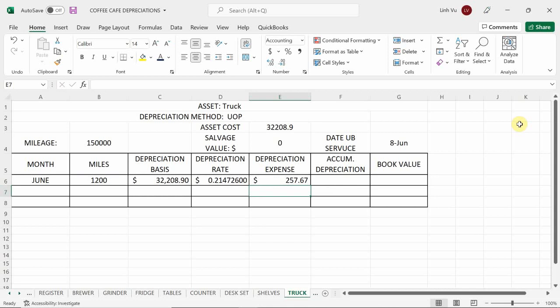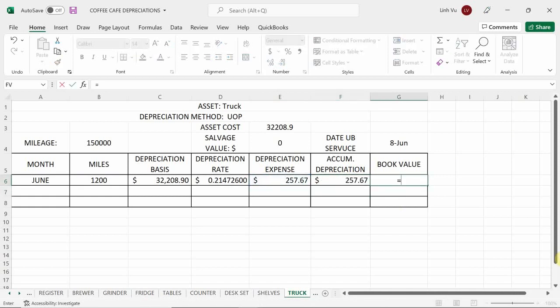Okay? Now, for units of production, is it time sensitive? Okay? In this case, no, because it's not basing it on time or its life. It's basing it off of how many units it can produce. So in this case, there's a capacity of 150,000 miles. I've only driven 1,200. And if the cost per mile is going to be 21 cents, then the total cost of depreciation expense that I'm going to be writing off for this month is going to be $257.67.